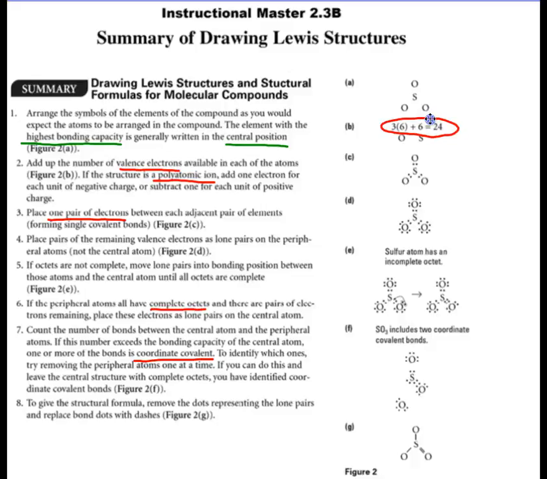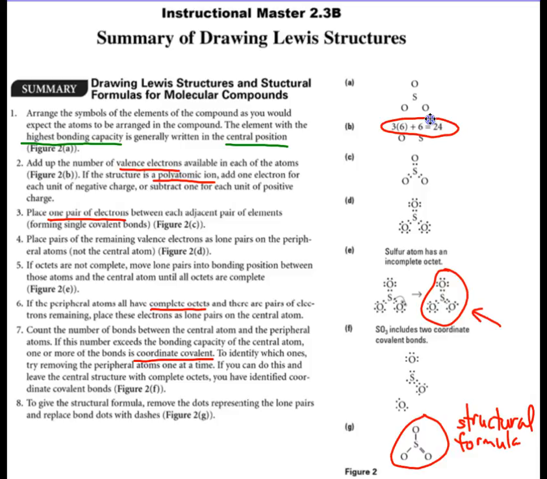And if we want to look at the finishing product here, which is almost there, we would just count the number of shared pairs of electrons, and the difference between those two is that this would be more closely resembling the Lewis structure, and this would be the structural formula, where we have no peripheral electrons. So the structural formula is shown here with 4 bonds to the sulfur, giving it 8 electrons.